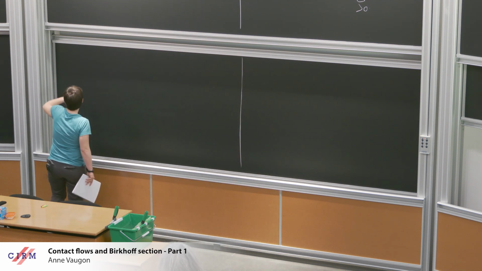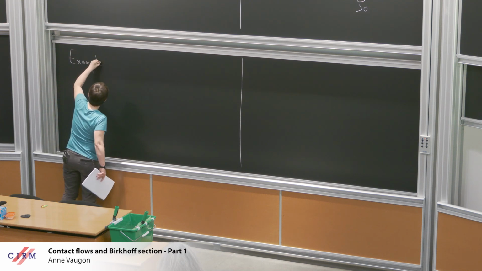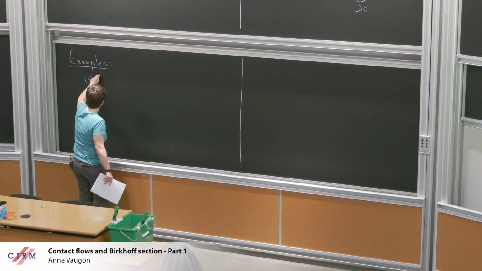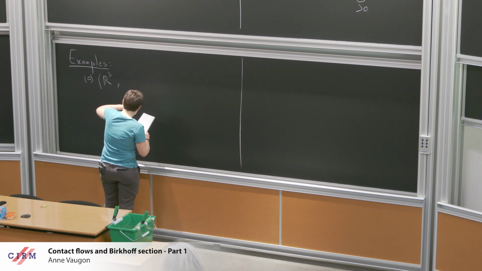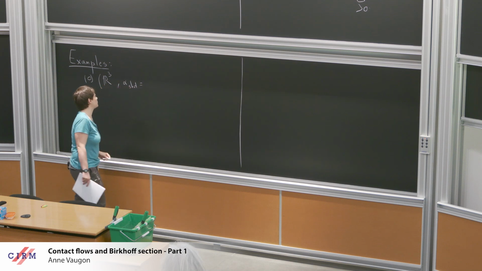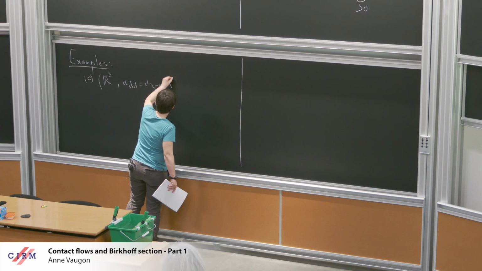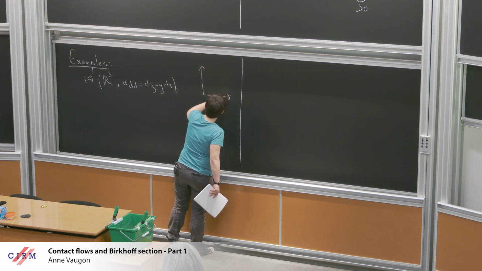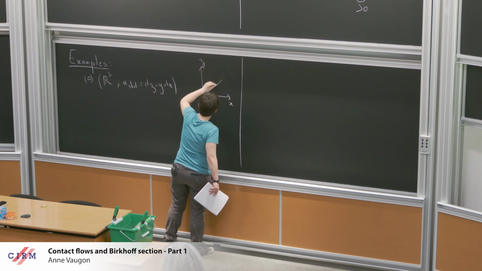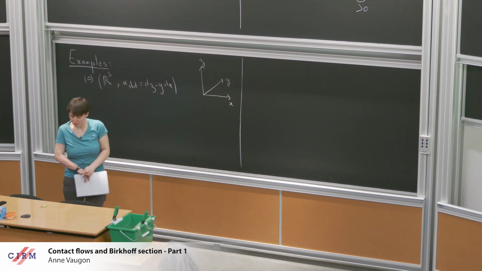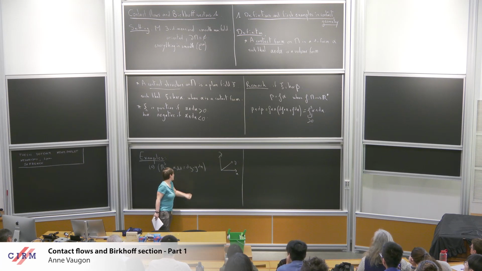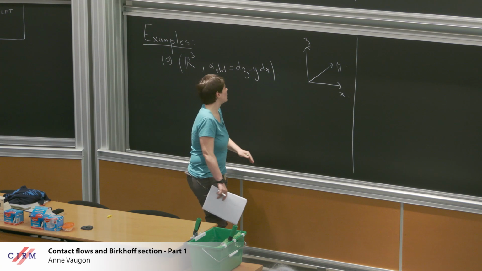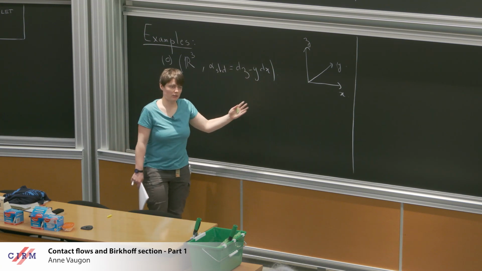So let's consider some examples. So let's start with a zeroth example, the fundamental one, which is on R3, with the standard contact form, dz minus y dx. So the standard contact structure is the kernel of this. So let's try to draw it. So this is R3. So alpha, it only depends on y. So if I translate in the z or x direction, nothing happens. So I only have to draw what happens on the y-axis and then translate everything.